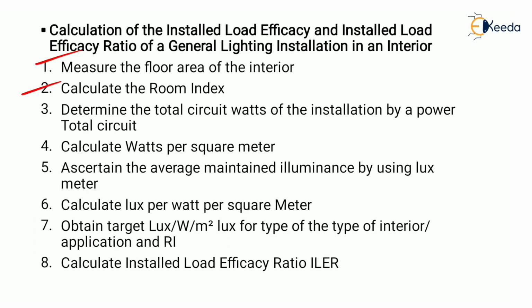Next is determine the total circuit watt of installation by a power meter. So if the actual value is not known, then we can go for the approximation obtaining by adding up the lamp wattages including the ballast. Next is calculate watts per square meter.